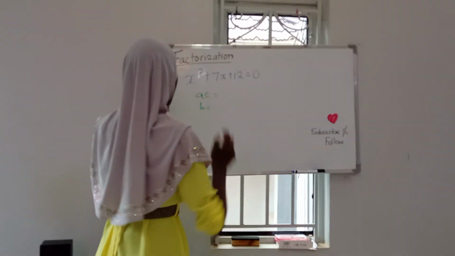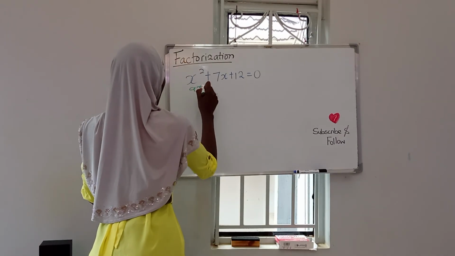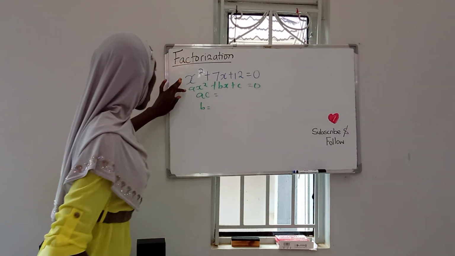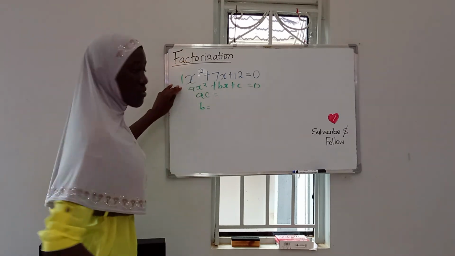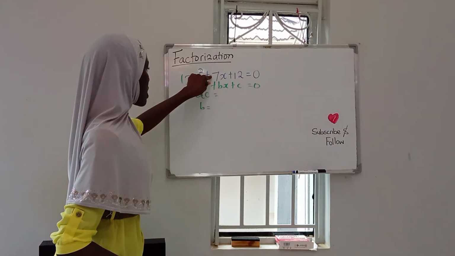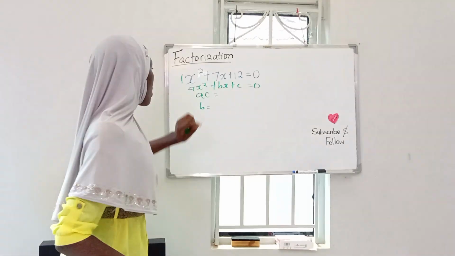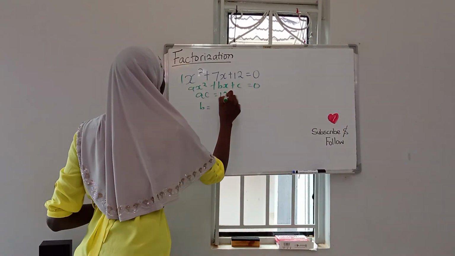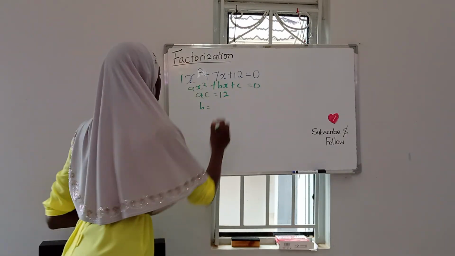Since a quadratic equation is in the form of ax squared plus bx plus c is equal to 0, our a would be the one that's in front of the x squared, the b would be the 7, and the c would be the 12. So our AC would be 1 times 12, which would give us 12, and our b would be the 7.